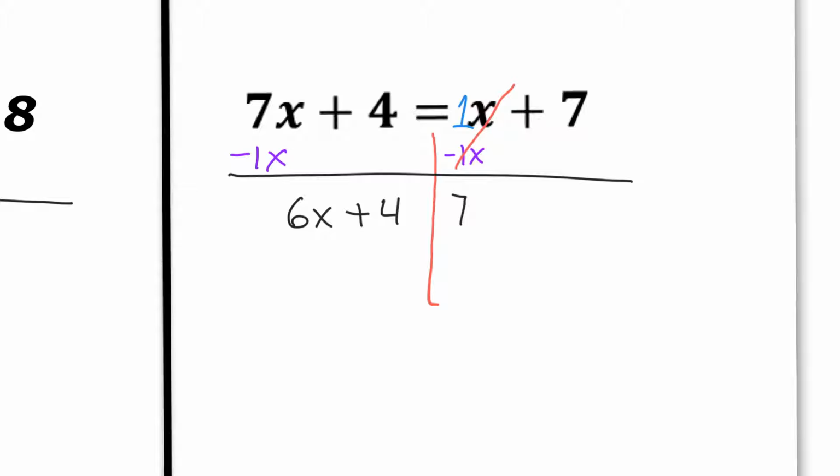You are going to eliminate the constants on the same side of the variable. There's the x, so you do the opposite. Minus 4 here, minus 4 over here. So this right here will cancel. And you bring down the 6x right there. And 7 minus 4, that's 3.